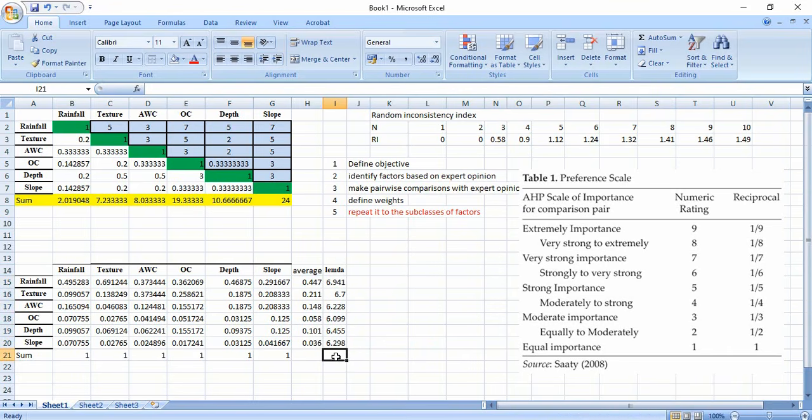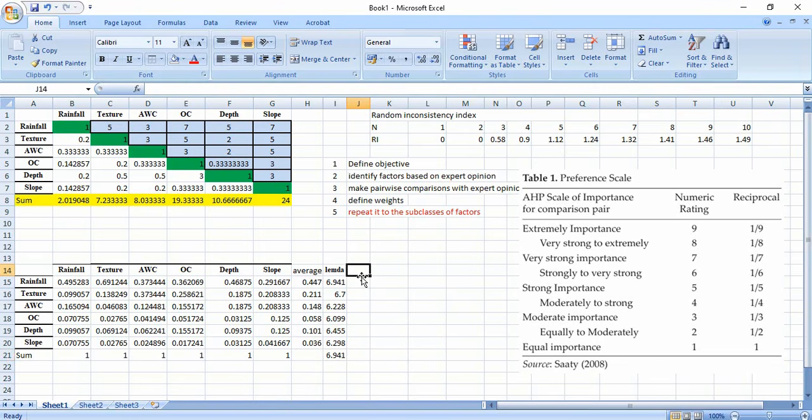Now we have to get the maximum of this. That is called lambda max. You can directly get it with the formula for the maximum of all these. So the maximum is 0.694.